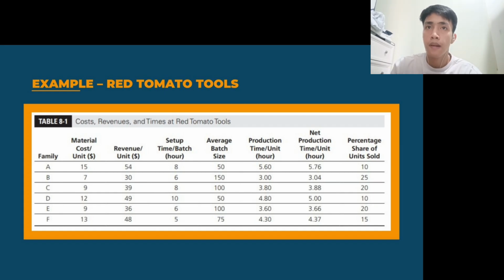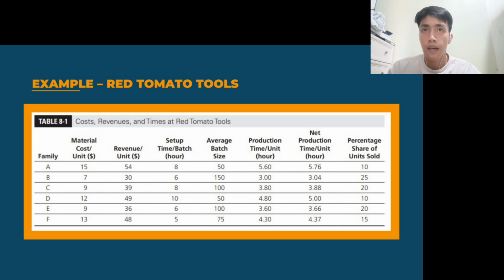So now, for each product family, meron silang data tulad ng material cost per unit, revenue per unit, setup time, production time, average batch size, and percentage share ng sales. So, lahat ng information na to is very important kasi ginagamit siya para ma-analyze kung alin sa product ang mas profitable, kung ano yung mas time consuming, at kung saan dapat mag-focus yung production planning.